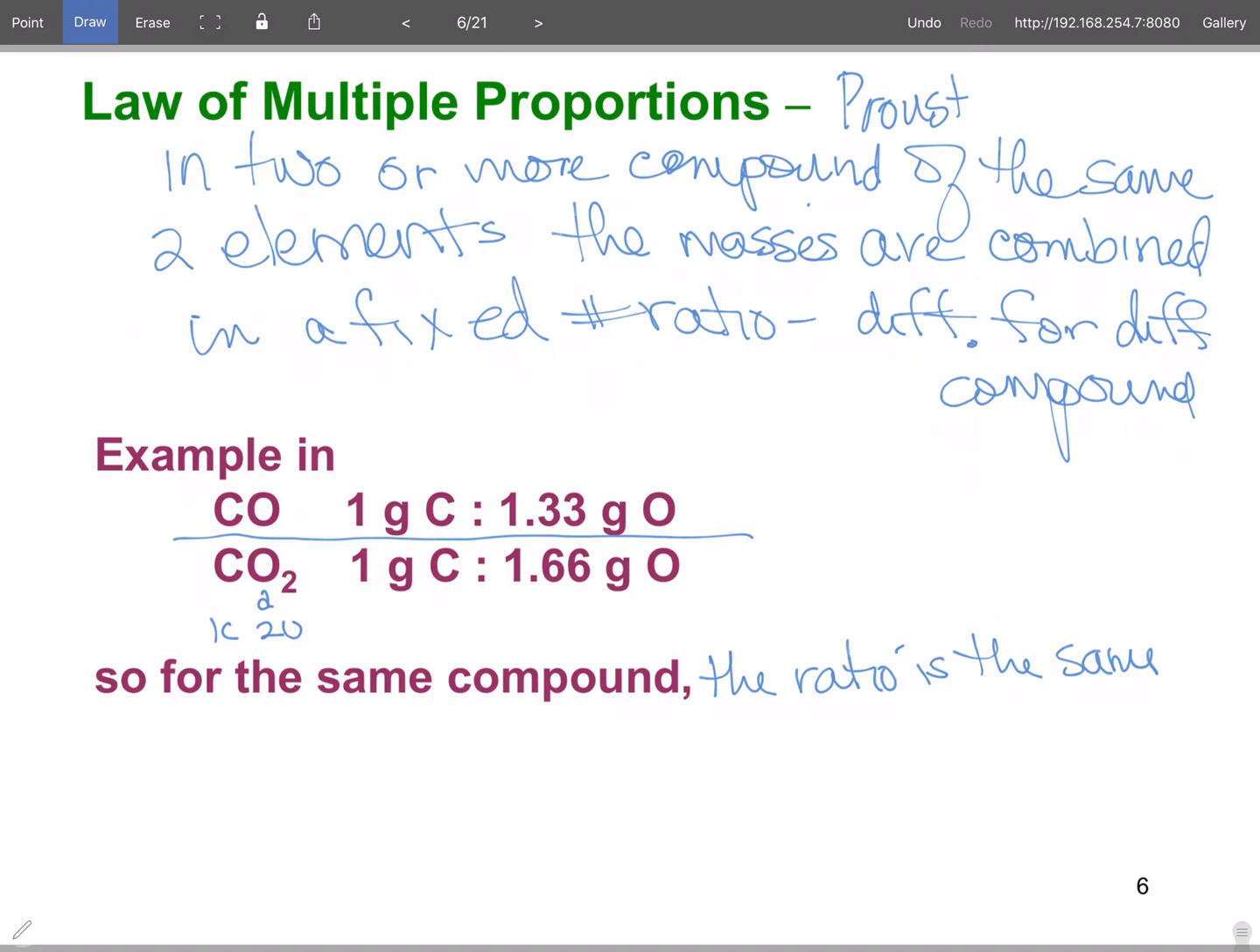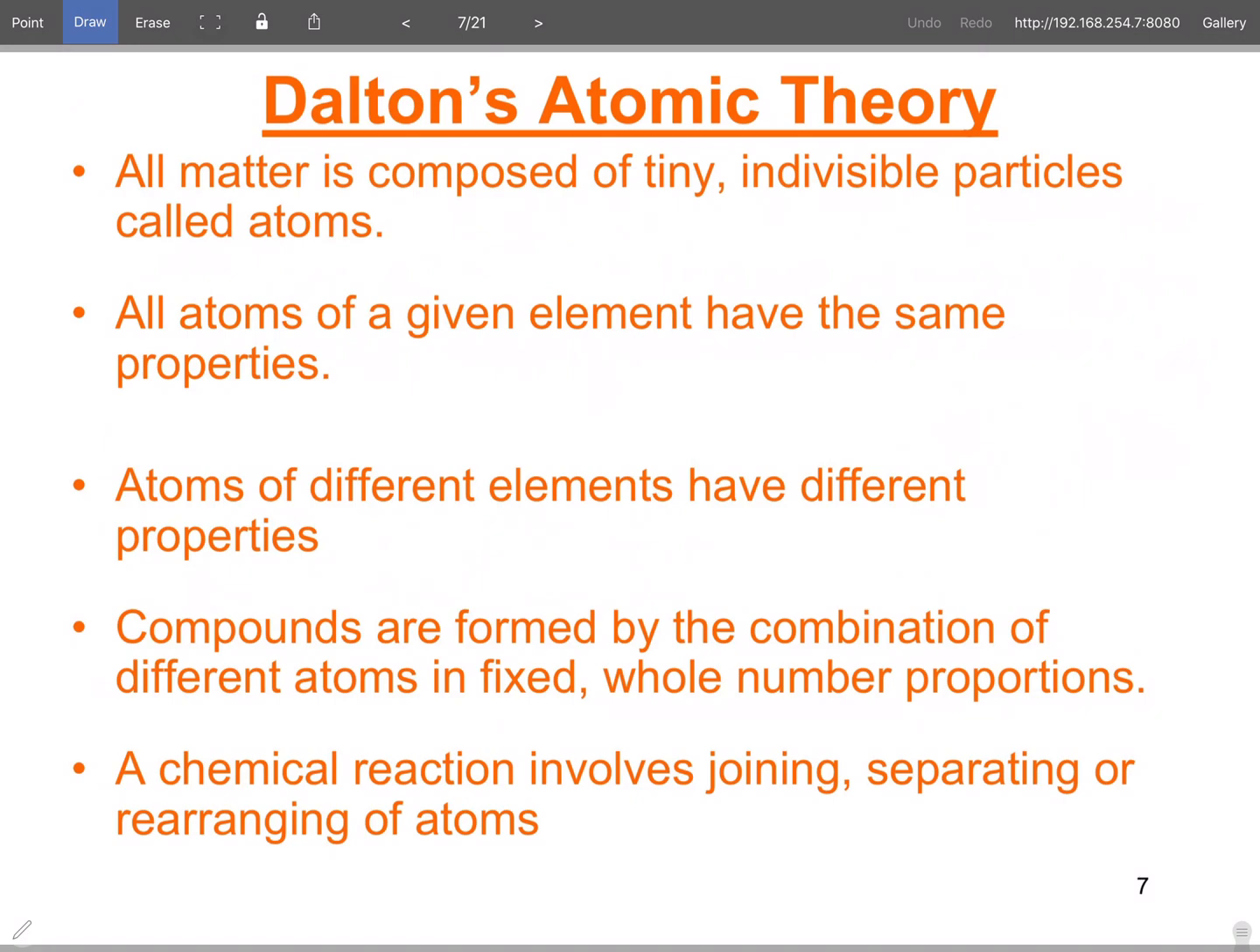So if I say who was Lavoisier, you can say that he was the guy who came up with constant composition, law of conservation of matter. Whereas Proust, whichever pronunciation you want, is the law of definite proportions. So as we go through, we'll look at a lot more people as we go.